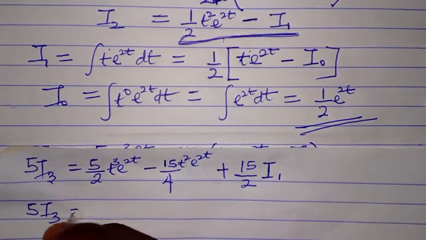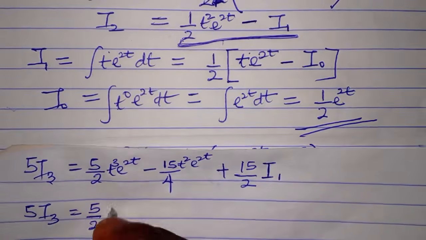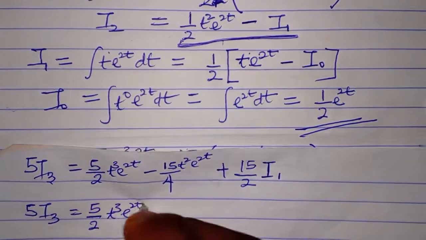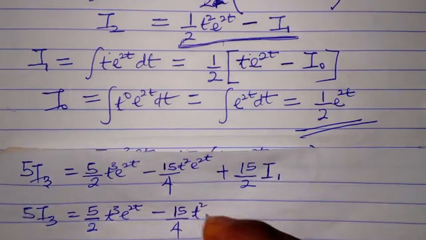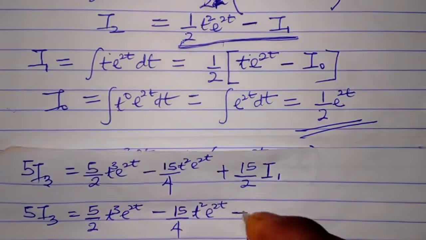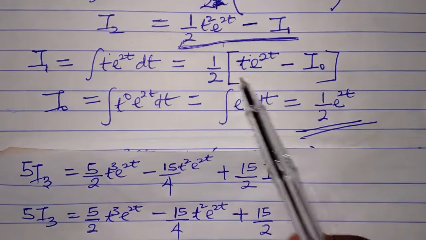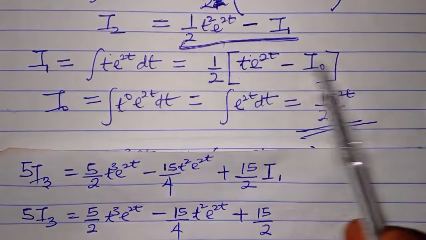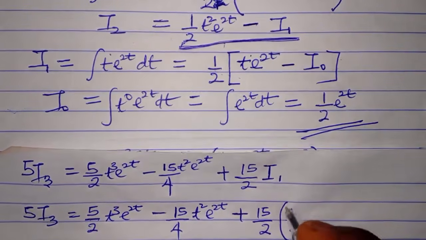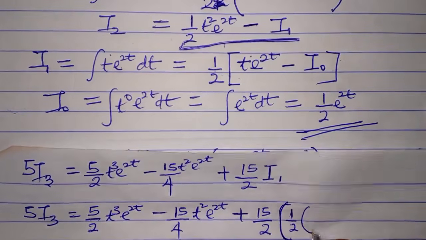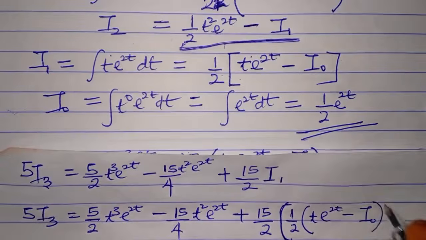5I3 is equal to 5 over 2 t cubed e to the power of 2t minus 15 over 4 t squared e to the power of 2t plus 15 over 2 I1. I1 is actually what we have here, right? Minus I naught.